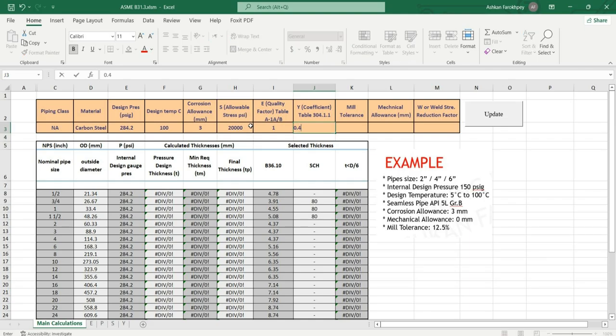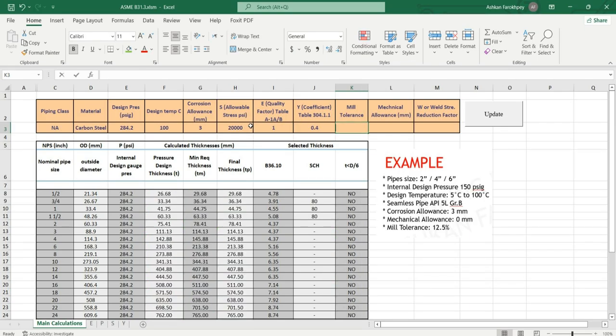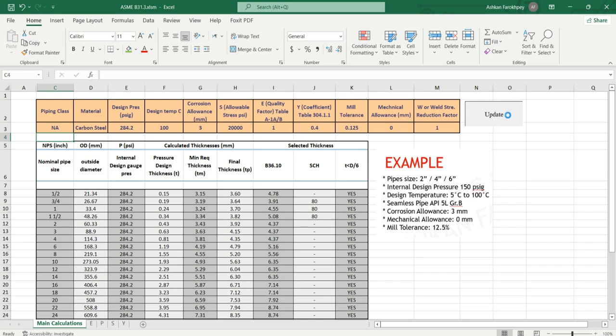Y is a coefficient from table 304.1.1 and is equal to 0.4. Mill tolerance is 12.5%. Mechanical allowance is assumed to be 0 because no specific information is received. And finally, the weld strength reduction factor would be 1 as our pipe is seamless.